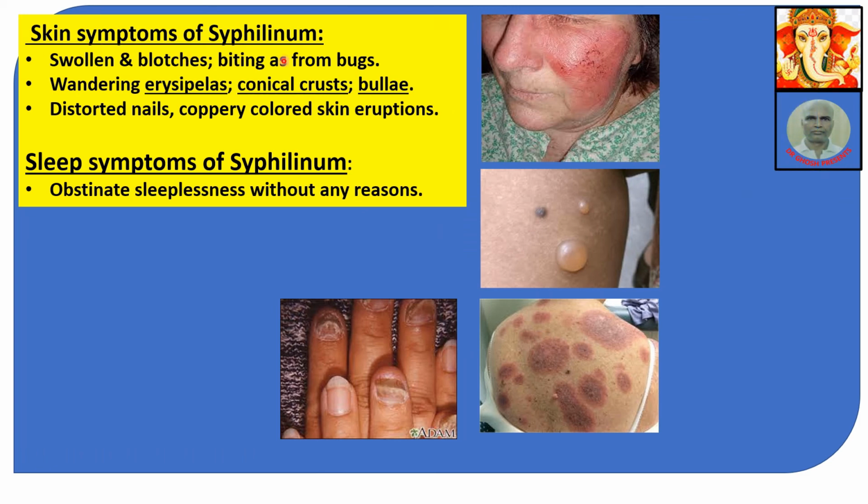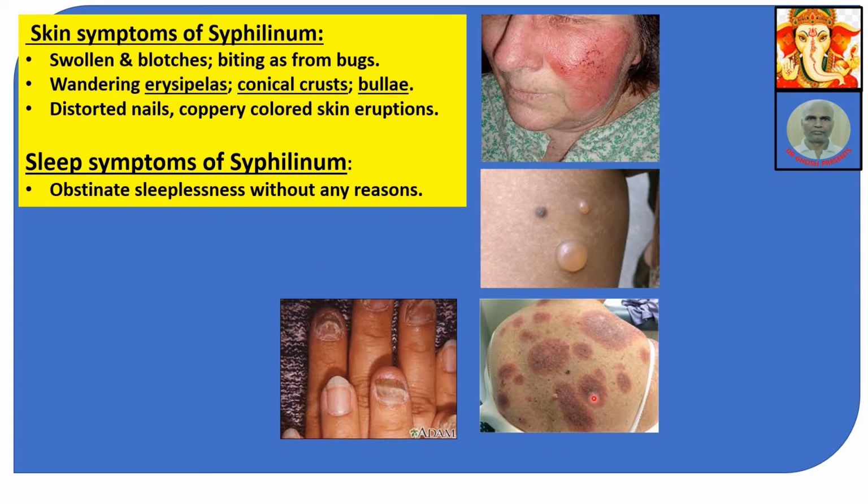Skin symptoms of Syphilinum: swollen, blotches. Biting as from bugs on the skin. Wandering erysipelas, conical crust, bullae. This is erysipelas. This is conical crust, and these are bullae. Distorted nails. These nails are distorted.